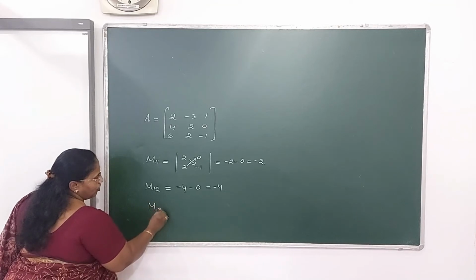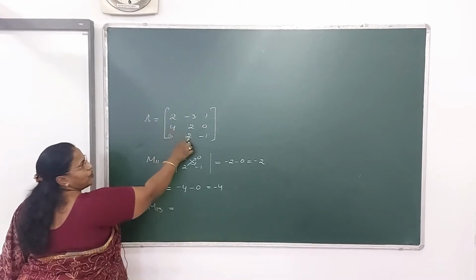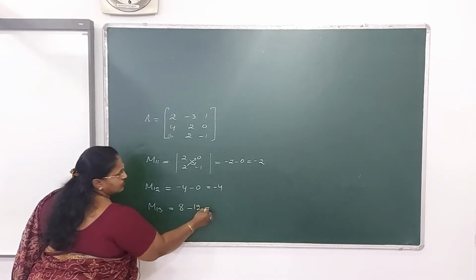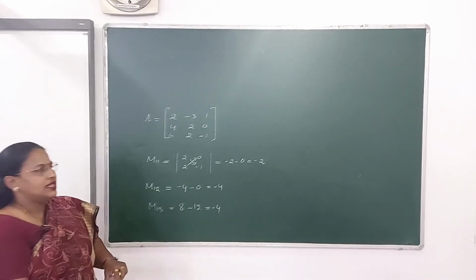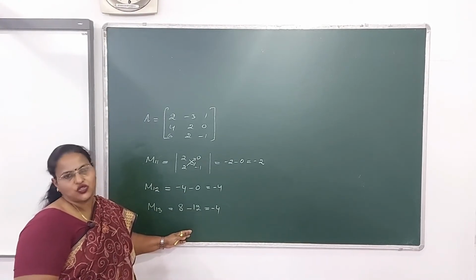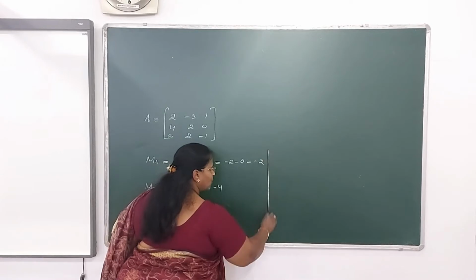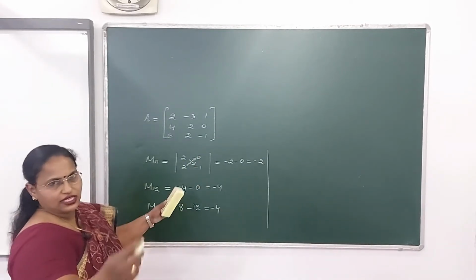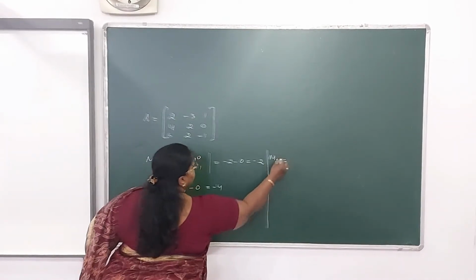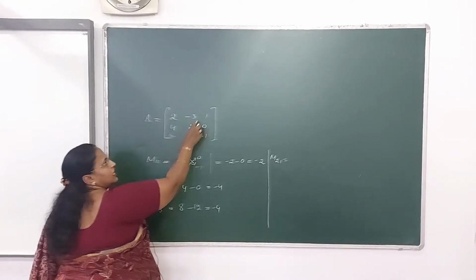Likewise, move to the third element of that particular row. So it's M13. Delete the first row, third column. So it's 4 into 2, 8 minus 12. So the answer is minus 4. So these are the minors of the elements of the first row. So it's done. Likewise, we'll go for the second and the third row. So let us be fast and let us complete this. Second row, let us start. M21, what will be the minor? Delete the second row and first column. So it's minus 3 into minus 1, 3 minus 2, it's 1.